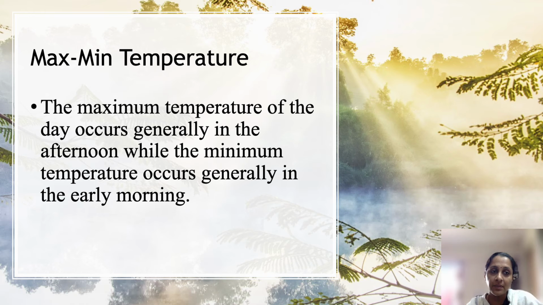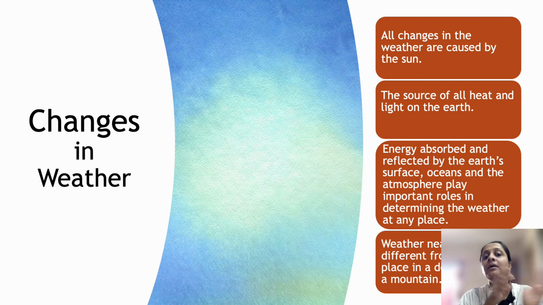There is something called maximum and minimum temperature. The maximum temperature of the day occurs generally in the afternoon around 12 o'clock, and the minimum temperature is in the early morning. That is how we know the maximum and the minimum temperature, which is there on the news channel and in the newspaper also. And there's a separate thermometer to measure the maximum and minimum temperature. On the same thermometer you will have both the measurements, which will be measured by mercury.